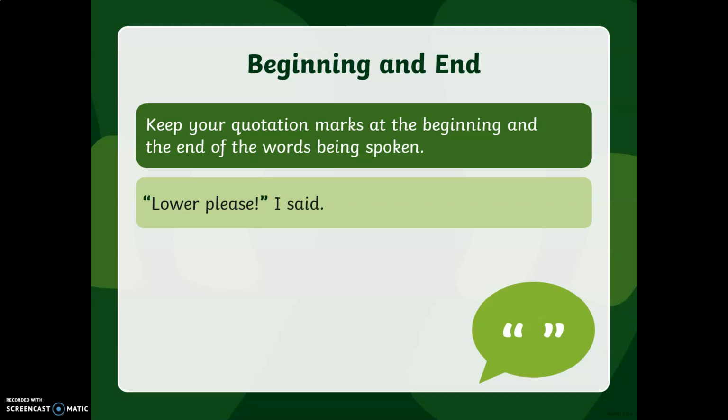Okay, so your quotation marks need to go at the beginning and at the end of the words being spoken, or the direct speech. So if we have a look at this example here, this sentence says, "Lower please," I said. The direct speech is "lower please." The quotation marks start at the beginning of the direct speech and finish at the end of the direct speech. Notice that the punctuation for that particular part of the sentence is always inside the quotation marks.